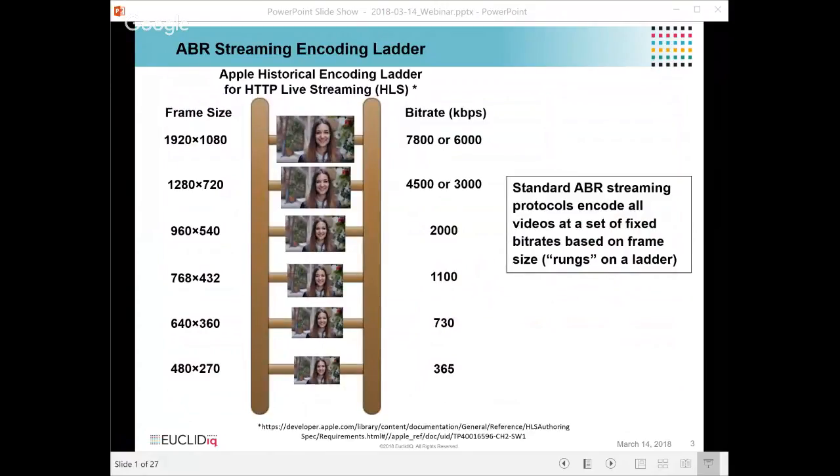The set of frame sizes and bit rates at which a video is encoded for ABR streaming is called an encoding ladder, in which each frame size is encoded at 1 or 2 bit rates. Shown here is Apple's historical encoding ladder for the HTTP live streaming or HLS streaming protocol. Other streaming protocols exist, including MPEG-Dash and Microsoft Smooth Streaming, but all standard ABR streaming protocols follow an encoding ladder, encoding all videos at a set of fixed bit rates based on frame size, which comprise the rungs of the ladder.